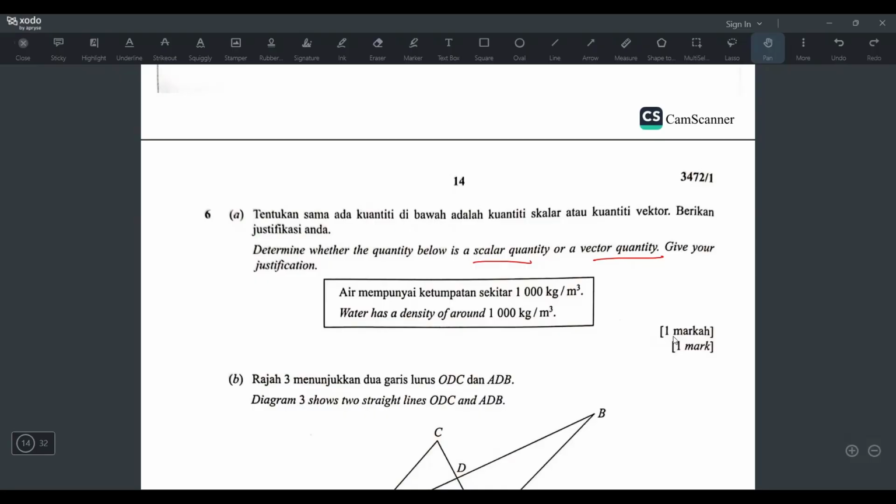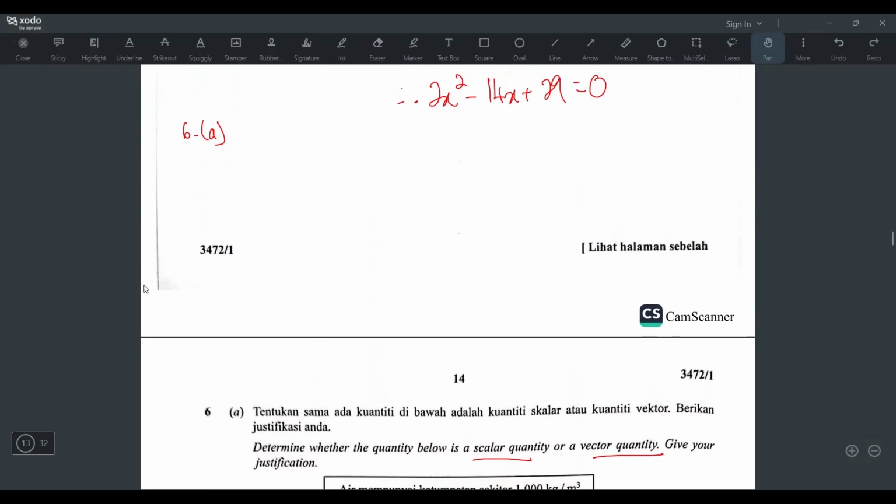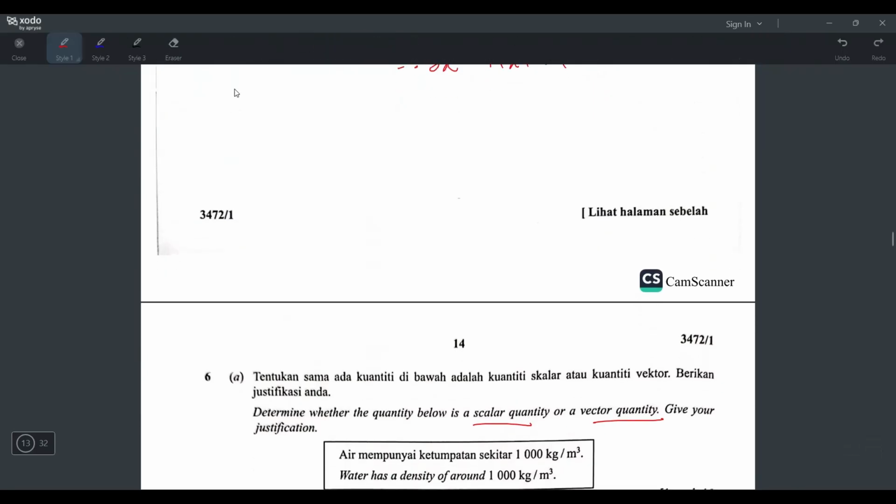But I'll explain a bit. Let's talk about scalar and vector quantity now. I'll give you some notes here. I'll just write scalar here, and here vector.